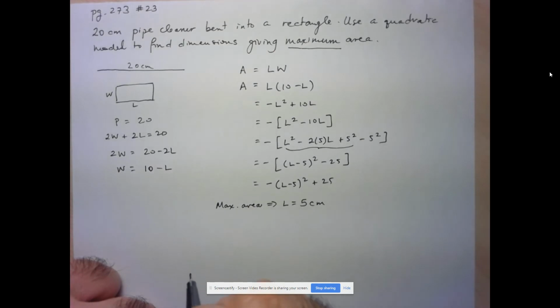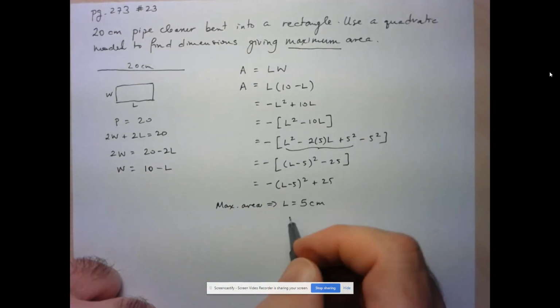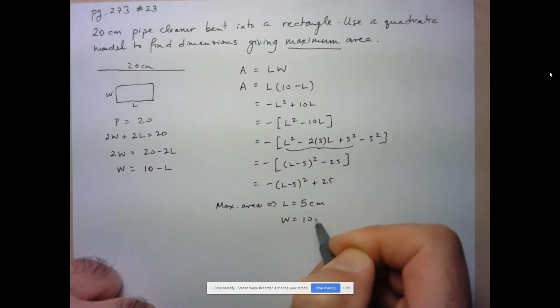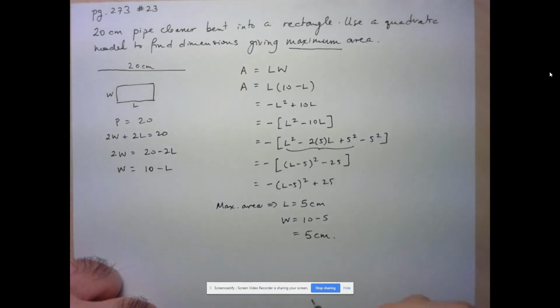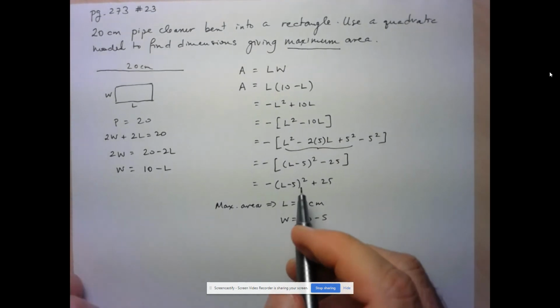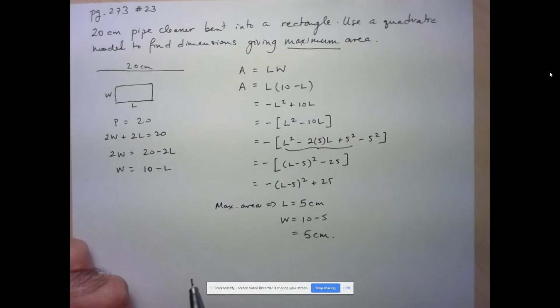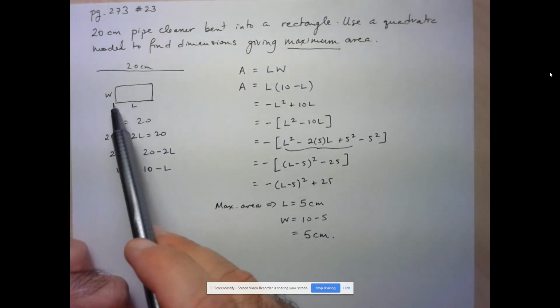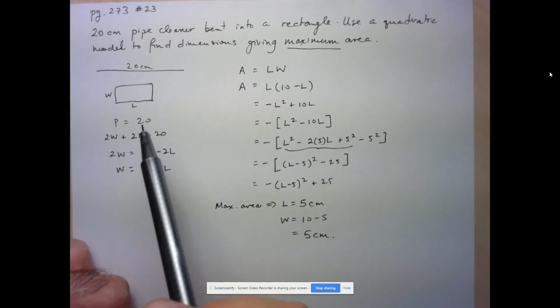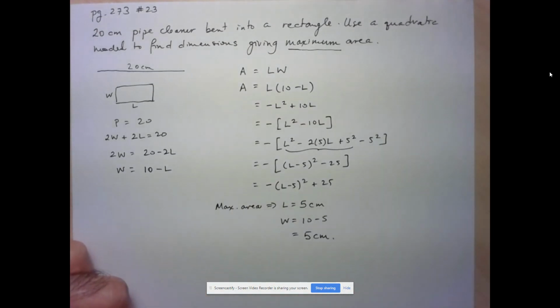All right. But since they want the dimensions, they also want the width. I can now go back and use this equation here to find the width. So 10 minus 5. So I see that the width will also be 5 centimeters. So in other words, it's a square that's going to give me the maximum area. Now we would have known this already, because you would have shown last year that a square maximizes the area of a rectangle as long as all 4 sides are being used. In this case here they are, but that's not necessarily the case if all 4 sides are not being used.